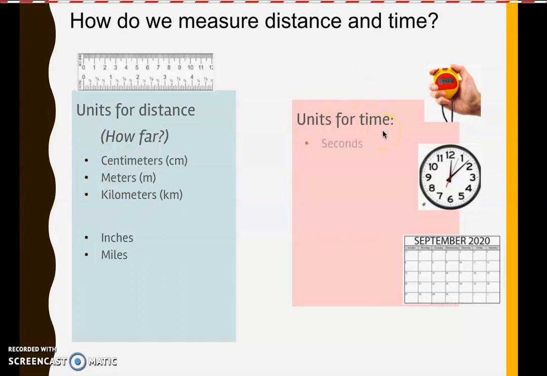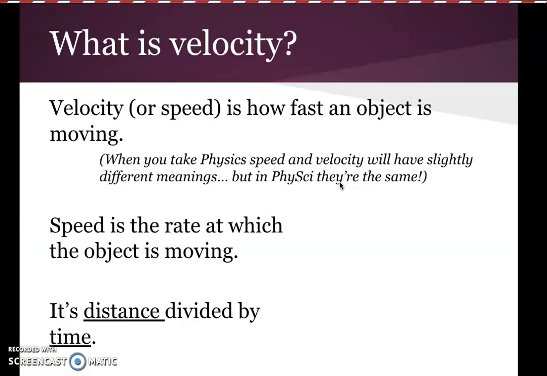And for time, you know these pretty well. That's how long something takes. We've got seconds, minutes, and hours. We've also got days and years and decades and centuries. And there's lots of different ways that we can measure time. And again, in science, mostly we'll have meters and kilometers, sometimes miles, sometimes centimeters, and seconds and hours when we're thinking about measuring velocities. So velocity is also known as speed, and it's how fast an object is moving.